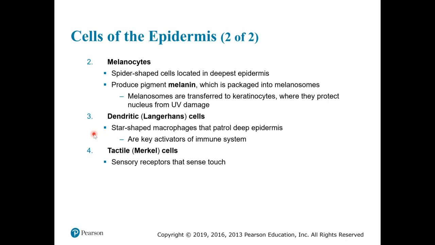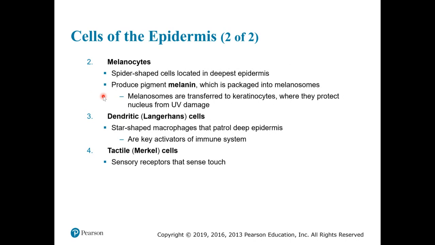Located in the deepest layer of the epidermis, what we'll know as the first two layers, the stratum basale, the bottom layer of the epidermis. Their job is to produce the pigment melanin, which is packaged into little bodies, melanosomes, and then transferred to the keratinocytes where they surround the nucleus and prevent the nucleus from being damaged by ultraviolet light.